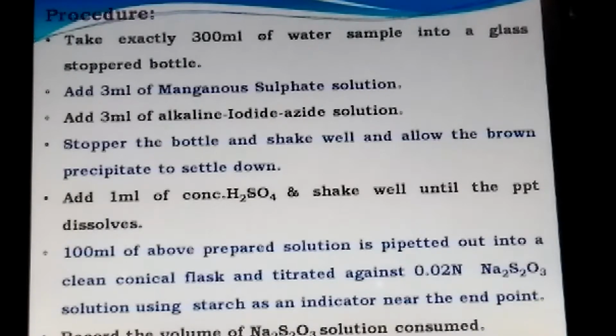Then 100 ml of this prepared solution is pipetted out into a clean conical flask and titrated against standard sodium thiosulfate solution, using starch as an indicator. Record the volume of sodium thiosulfate required for the titration.